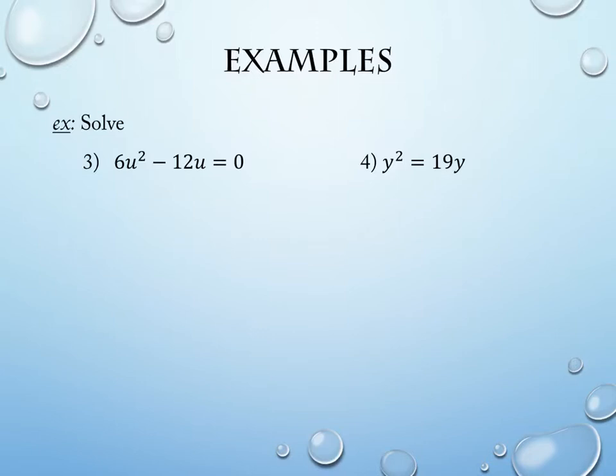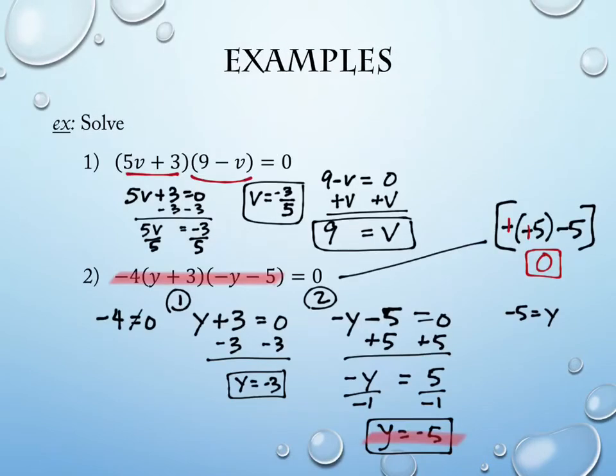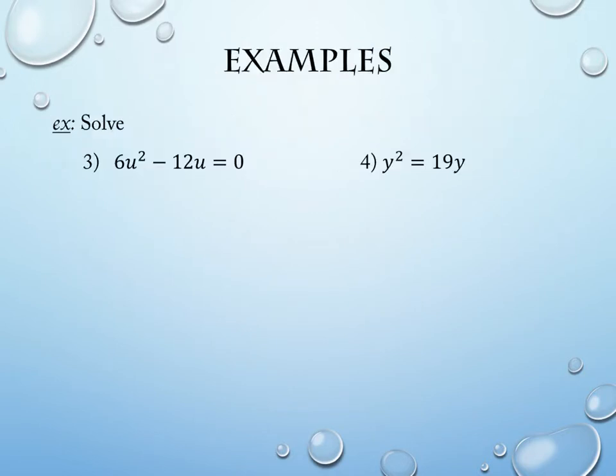So it's important to note that this is only helpful if it's in the form like I had over here where the 0 is on one side and everything else is on the other side. So if you take a look at this problem number 3, that's the form it's in. Everything on one side, 0 on the other side. So I look at each of the pieces, which is 6u squared and -12u, and I ask, what numbers and or variables are both these pieces divisible by?